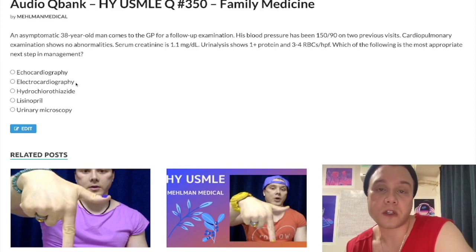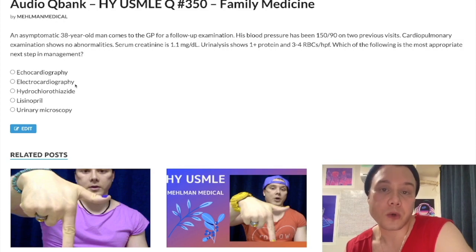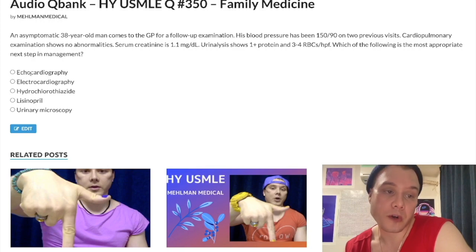AFib is not often continuous. Patient will go home, have dinner, switch into atrial fibrillation for half an hour, pop out of it. So if the ECG is normal, but we suspect AFib, then we're going to do a Holter monitor, which is an ambulatory ECG monitor. If that picks up the AFib, then we're going to do an echo as the next best step to visualize the left atrial mural thrombus. A lot we can talk about, okay?